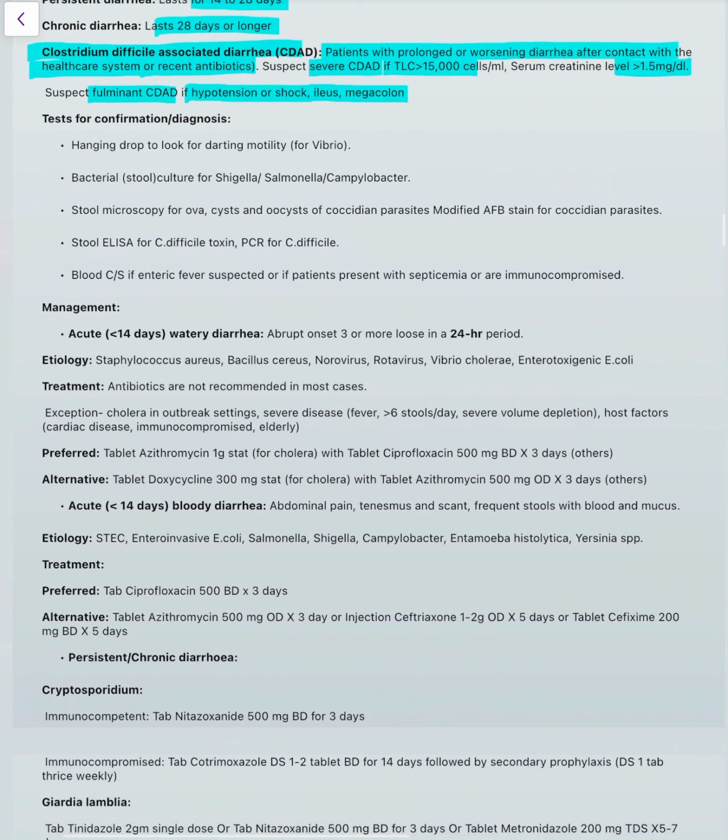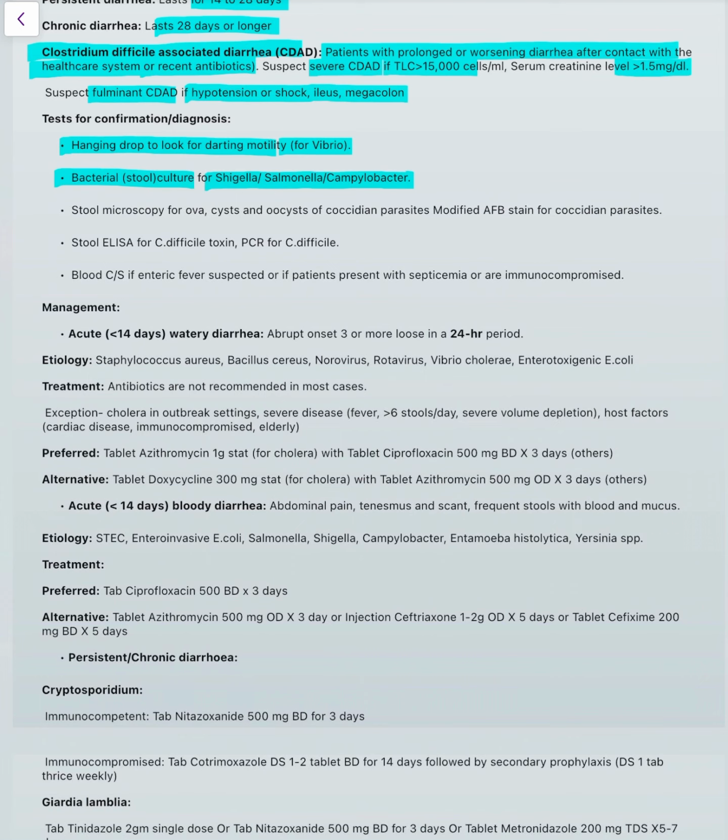Right, we'll see some of the specific tests when you suspect certain bacteria or any infection. What are the specific tests we go for? In cases of Vibrio cholerae, if there is an outbreak in the locality, then you have to go for hanging drop to look for darting motility. Right? For bacterial infections like Shigella, Salmonella, Campylobacter, you go for bacterial stool culture.